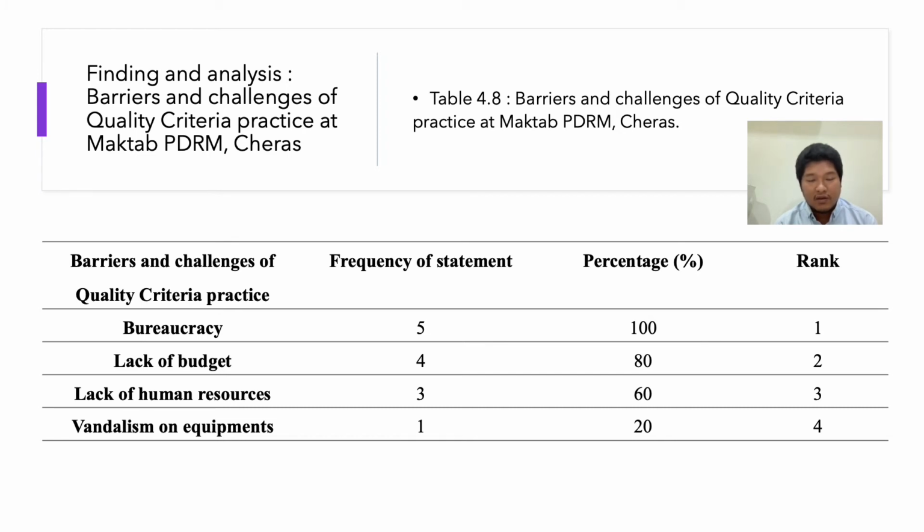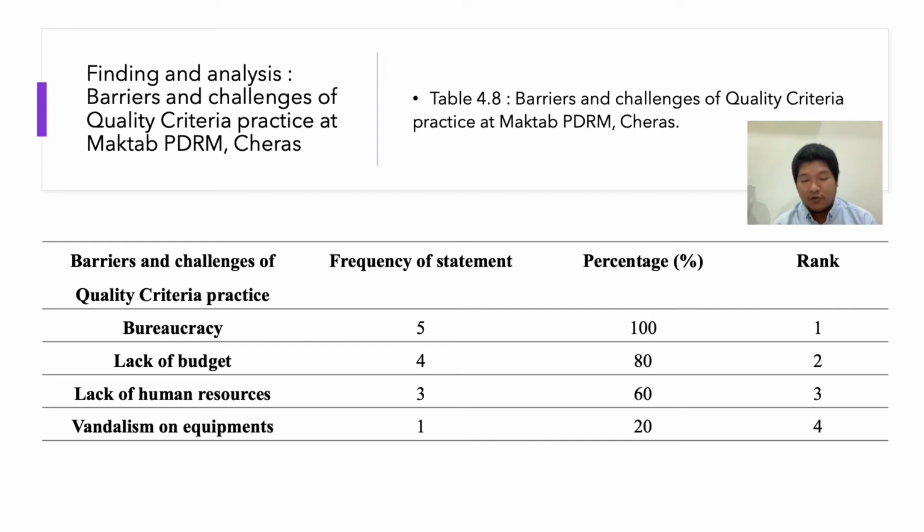So lack of budget, there are a few non-fixed budgets every month. Bureaucracy, when there's an emergency repair work, they don't even have a panel contractor. They try to tender again from the beginning, choose the cheapest one. So sometimes for emergency work, they should have a panel contractor. So that is why bureaucracy came top, becoming the most challenging barrier.